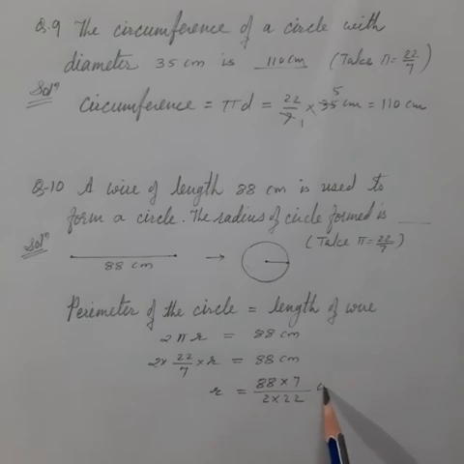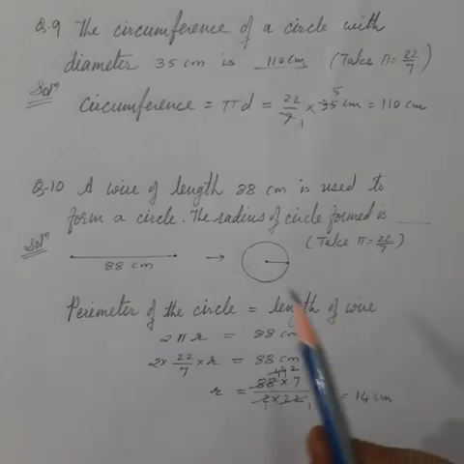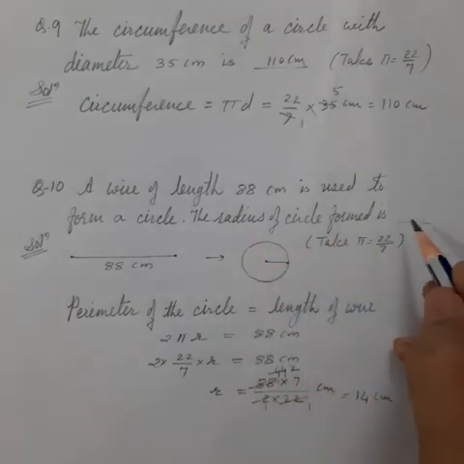It is centimeter. Now find out the value. 2 ones are 2, 2 44s are 88 and 22 ones are 22, 22 twos are 44. 2 into 7, 14. Unit is centimeter. So the radius of the circle so formed is 14 centimeter.